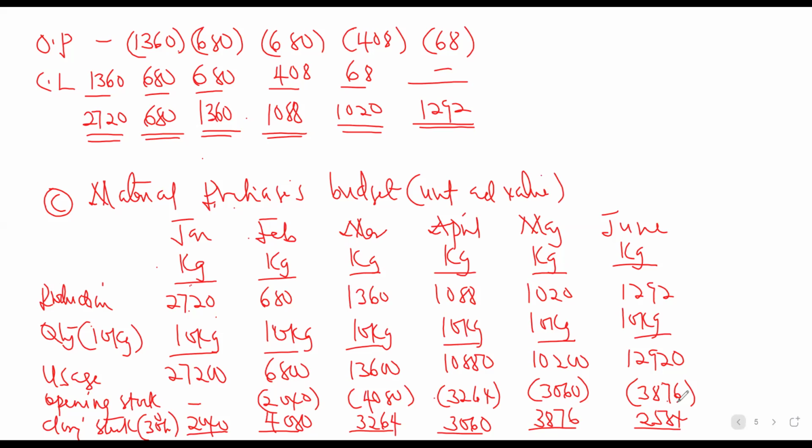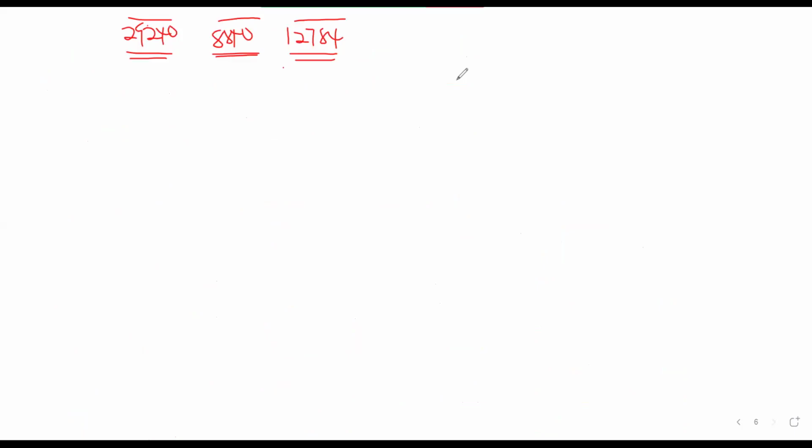10,880 minus 3264 plus 3060. I'm getting 10,676. Okay. And the next is 11,016. And the last one is what? 11,628. Okay. We are now coming to this in unit 2.